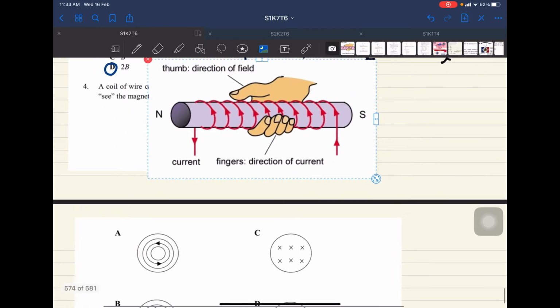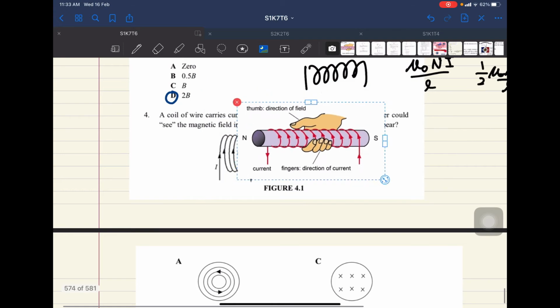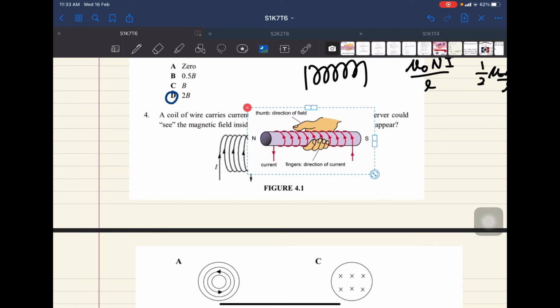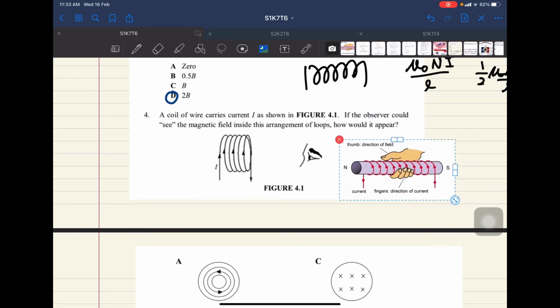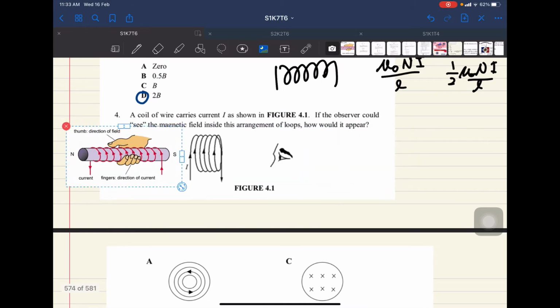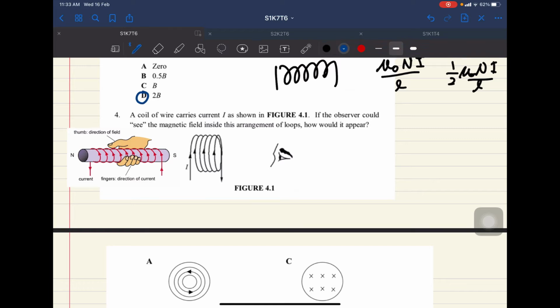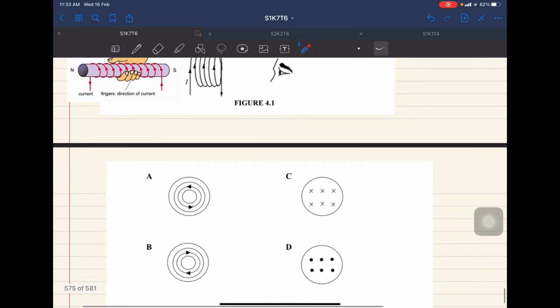So this is how you want to apply the right hand grip rule. Basically, you want to put your thumb in the same direction as your current, and you want to put your fingers in the same direction of the field, like this one. So put it like this, and the thumb will be the direction of the field. So the answer is C.